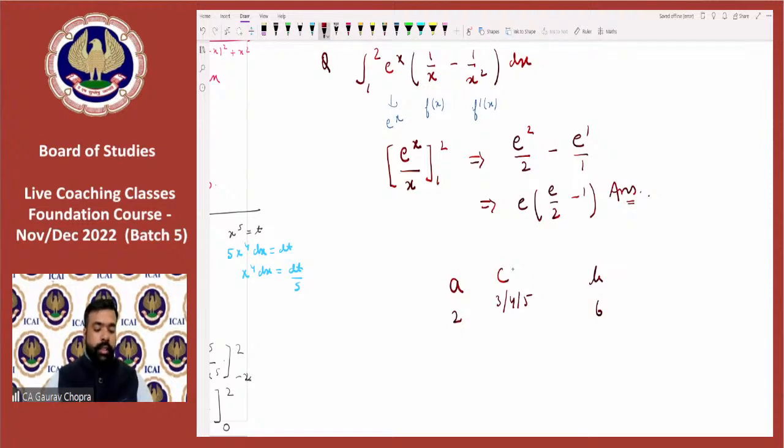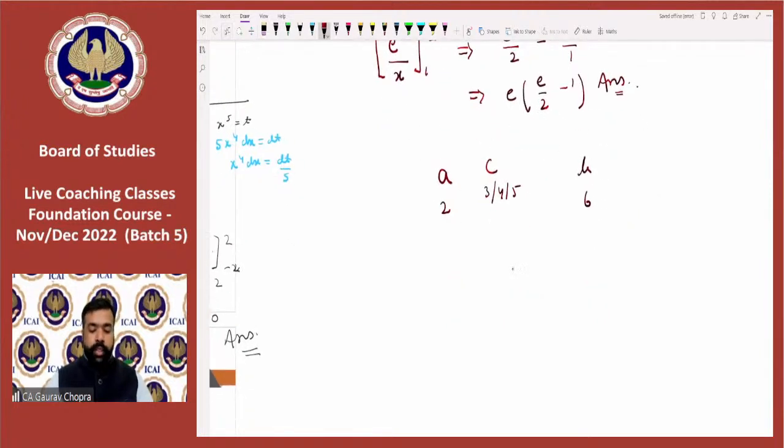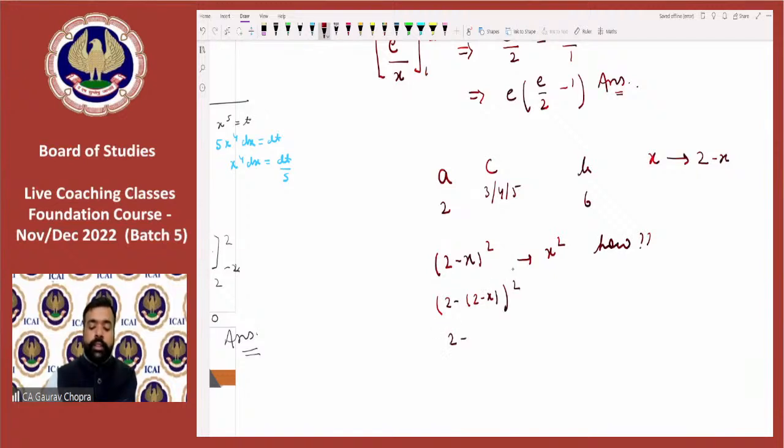Then Kaustubh is asking, in the previous example, in place of 2 minus x square, it becomes x square, how? See, what we had discussed is that in place of x, we are substituting 2 minus x. So here also, we have substituted 2 minus x in place of x. And by doing this, 2 got cancelled and we are left with only x square. Okay, Kaustubh? Understood?